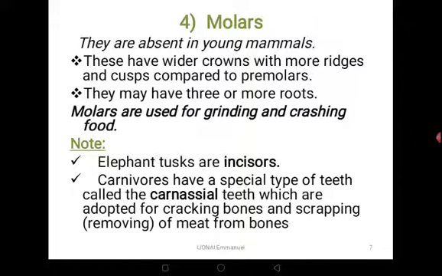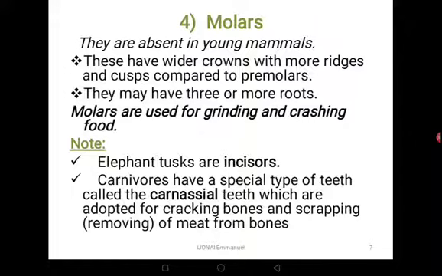Usually molars are not in young mammals. For example, young children, they don't have the molars. But when you look at them critically, when they develop them, you realize the molars have wider crowns with more ridges and cusps compared to the premolars. We had said that premolars also have ridges and cusps, to increase surface area for chewing of the food. But molars have even more ridges and more cusps.